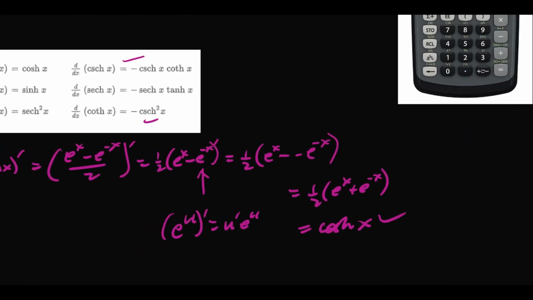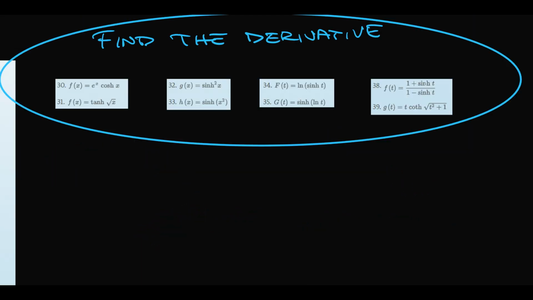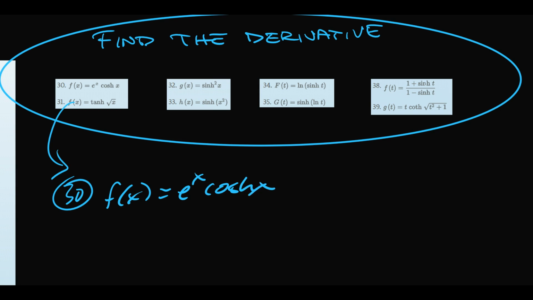All right, so let's look at some examples. Let me pick a different color that you can actually see. What about this one? Number 30, it says f of x is e to the x hyperbolic cosine of x. So let me call this h, because this is a product rule. You have the product of e to the x and hyperbolic cosine of x.